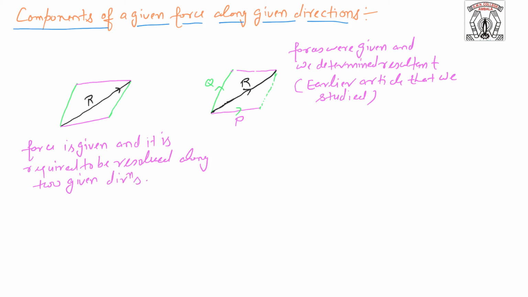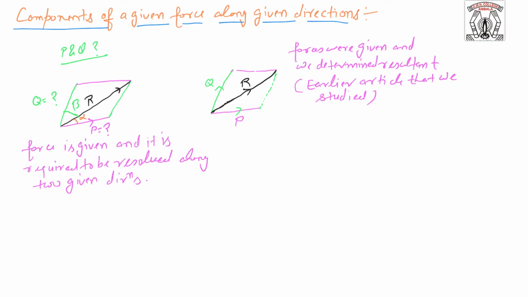When the directions are given, then the angle will be given also. So, say this angle is alpha and this angle is beta. We have to determine the component P and component Q. These are to be determined.